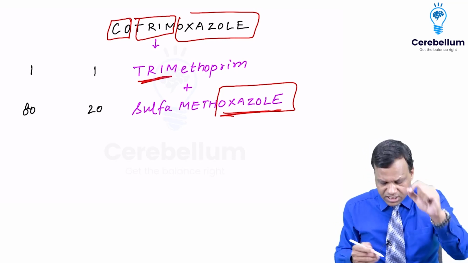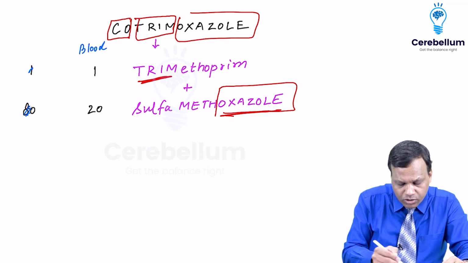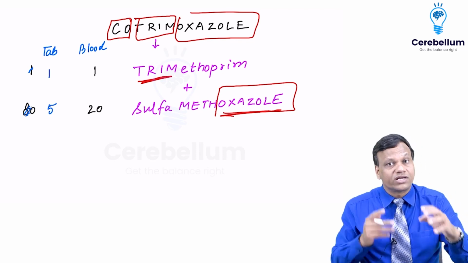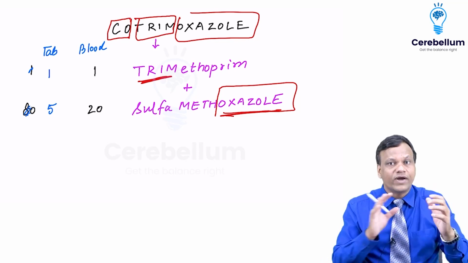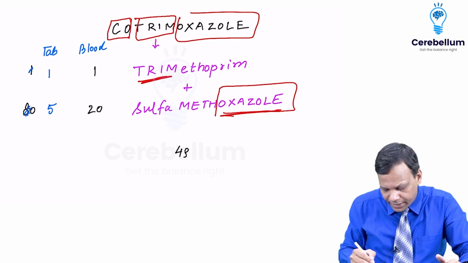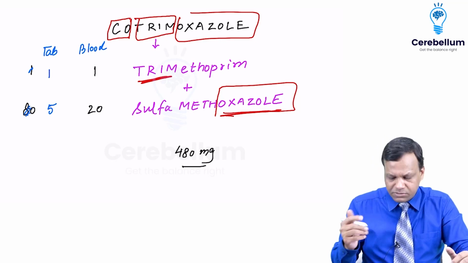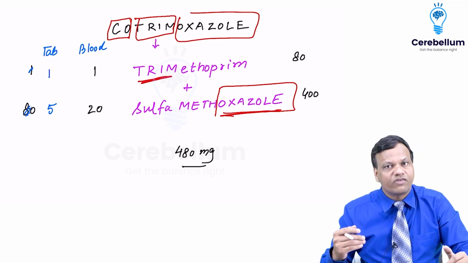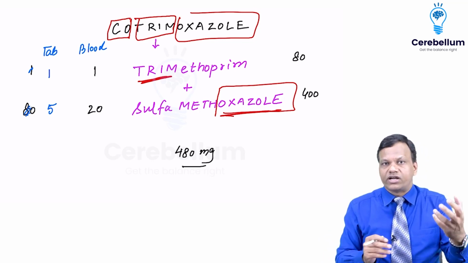So what we did, we changed the ratio in the tablet. This is the ratio we want in the blood. So in the tablet, we changed the ratio to 1 is to 5. So the tablet ratio is 1 is to 5, and when it is taken and goes into the blood, the ratio becomes 1 is to 20. Clear? In the market, the tablet comes as 480 milligram. No need to remember the dose, just the idea I am giving. In the 480 milligram tablet, 80 milligram is trimethoprim and 400 milligram is sulfamethoxazole. So it becomes a 1 is to 5 ratio. The tablet ratio is 1 is to 5, but when it reaches the blood, it becomes 1 is to 20.